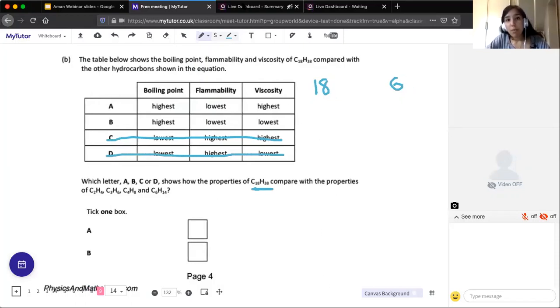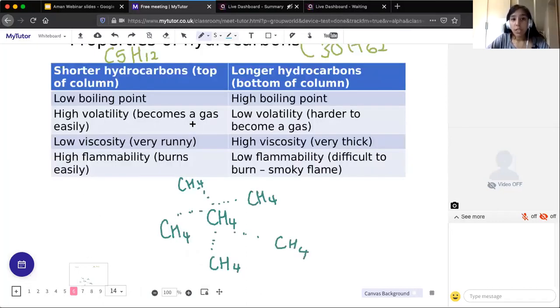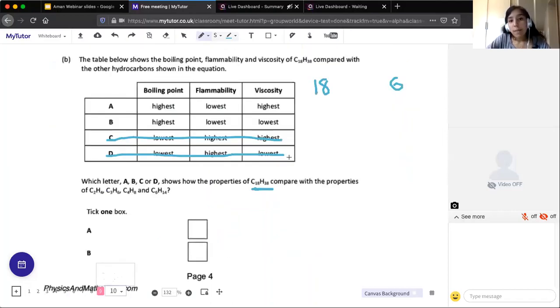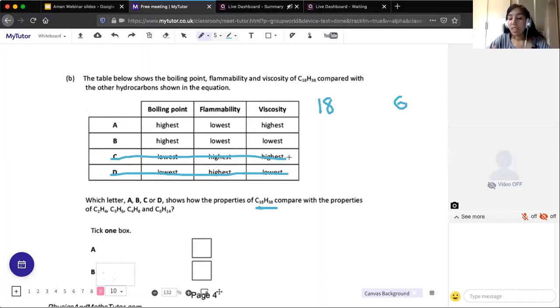So can someone remind me, what does viscosity mean? Good, so how well it can flow. Yeah, you can think about it as how runny it is. So essentially, if we go back to this page here, if it's got a low viscosity, it's very runny. If it's got a high viscosity, it's very thick. So as we become longer, it becomes thicker, and therefore the viscosity becomes higher.